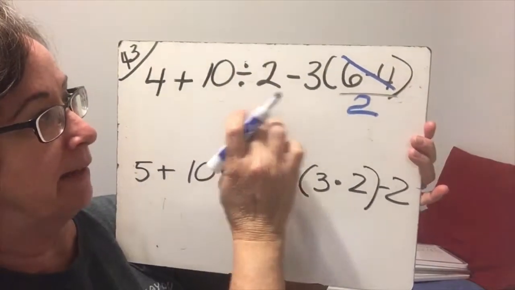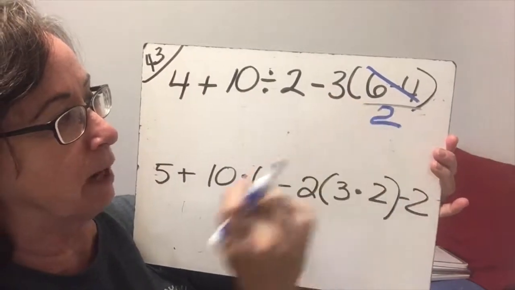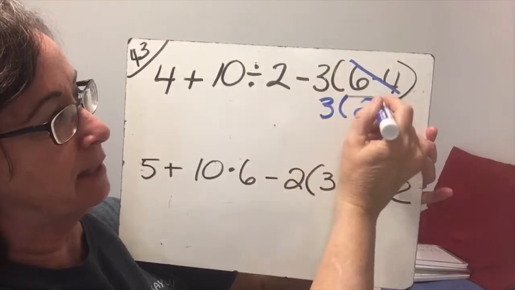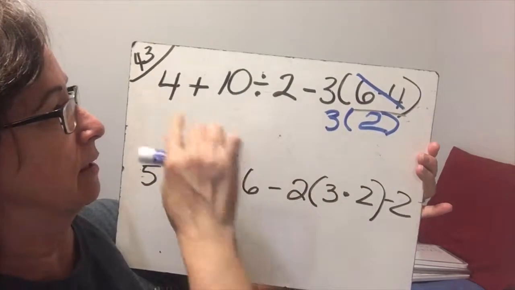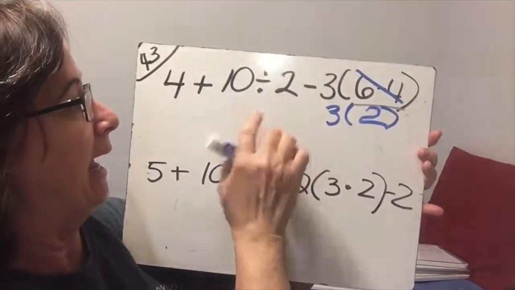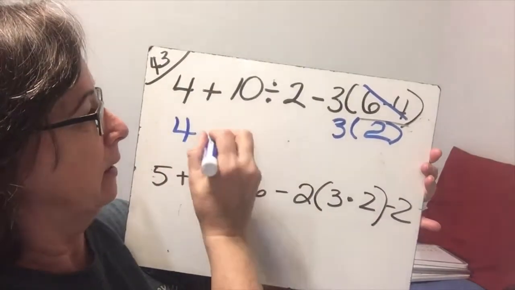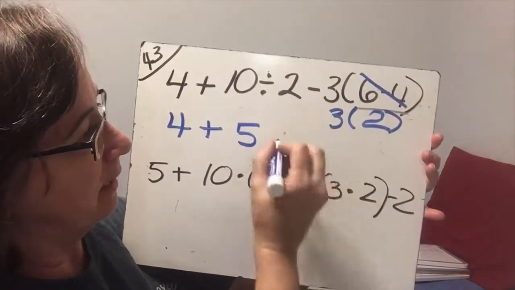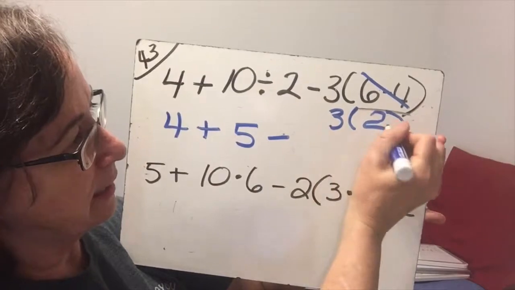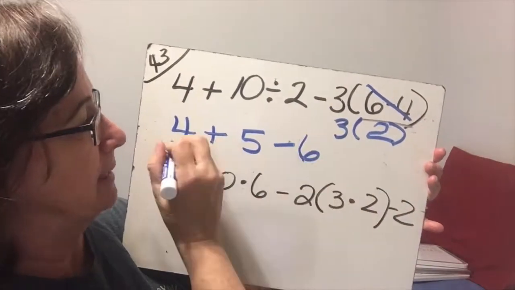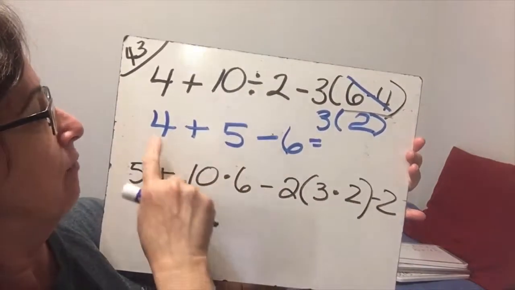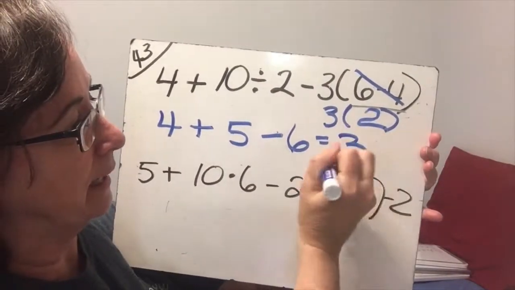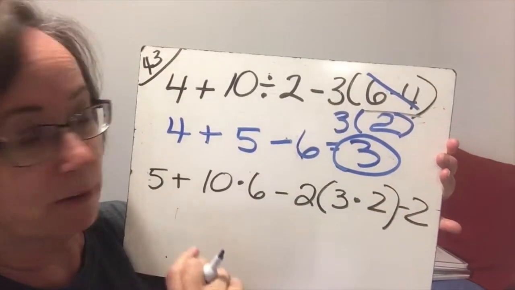We're going to do that one, and then we're going to move on and see a multiplication problem. Because this one, remember, is a 3 times a 2, and that's the multiplication. So first we will do our division, and I'm going to copy this down. 4 plus 10 divided by 2 is 5, and then minus 3 times 2 is 6. So this is my simplified equation. 4 plus 5 is 9, and 9 take away 6 is 3. So 3 should be the correct answer.